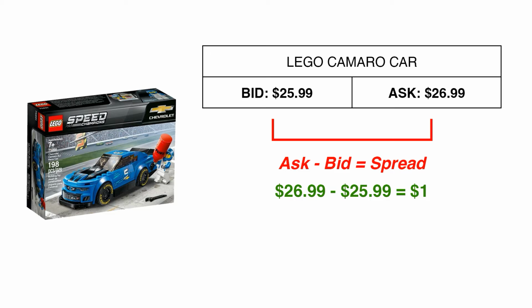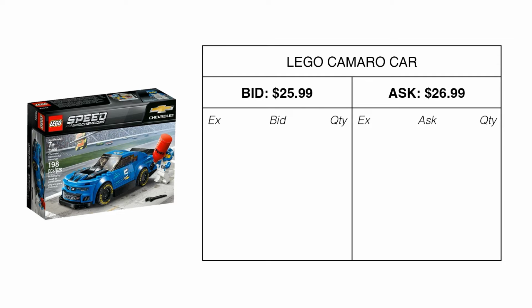So this is your basic level 1 data. It shows the current best bid and ask price for a stock, which also helps us see the spread on it. And what the level 2 does is it expands on that data. So let's break this order down. This bid order is coming from eBay at $25.99 for one item, and a selling order also coming from eBay at $26.99 with a quantity of 9 available to sell.